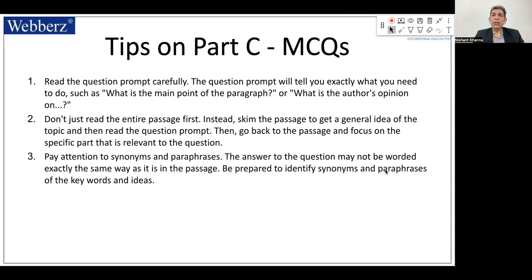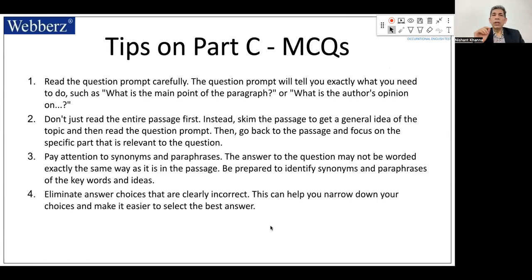The answer to the questions may not be worded exactly the same way as in the passage. Be prepared to identify synonyms and paraphrases of the keywords and ideas. We'll teach you on the way. The 4th tip is eliminate the choices which are clearly incorrect. Now, what will happen out of these 4 choices? You will see that 2 are purely incorrect and 2 choices are going to be a little different, which are going to distract you.